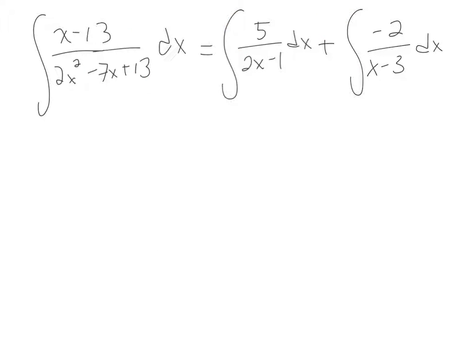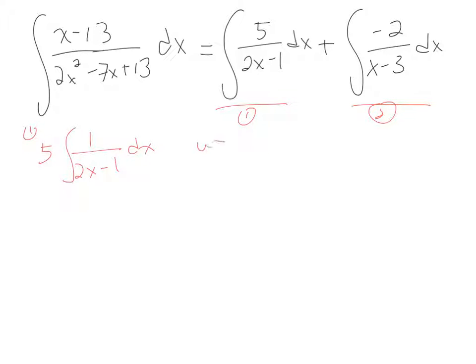Okay, so we can rewrite our original integrand using the partial fraction decomposition, and then we can split it up into two separate integrals that are easily solvable with U substitution. So let's look at 1, we'll look at 2, and then we'll put them together. For 1, notice this can be rewritten as 5 times the integral of 1 over 2x minus 1 dx.